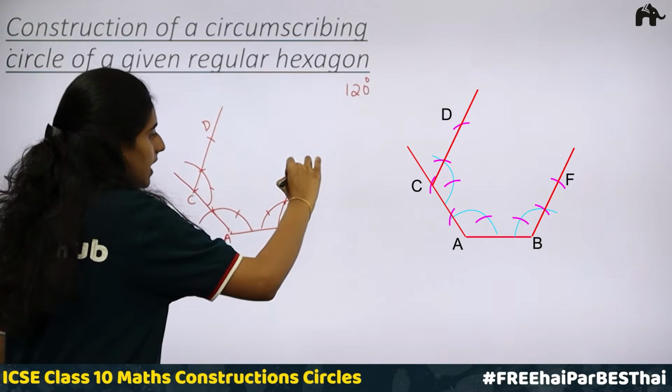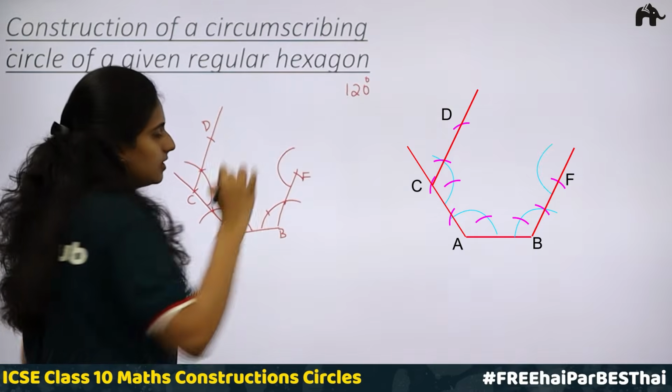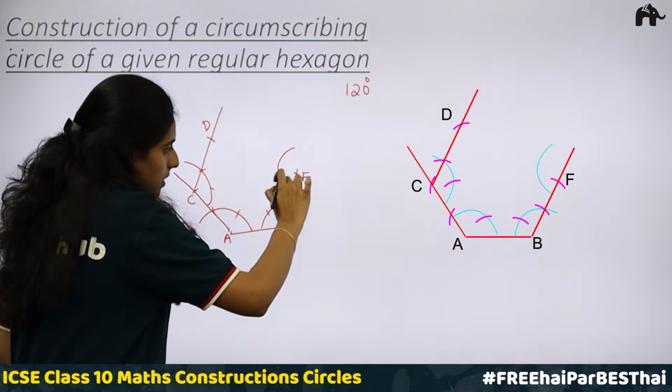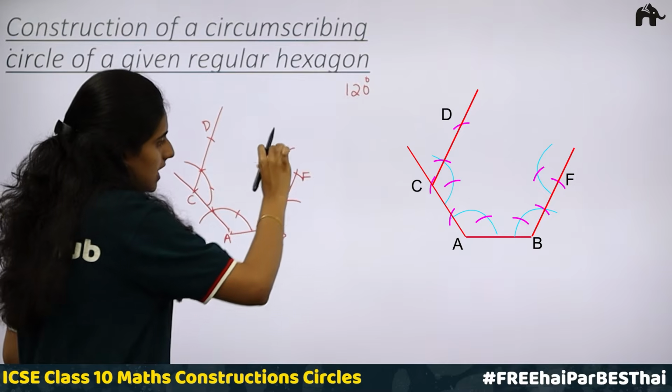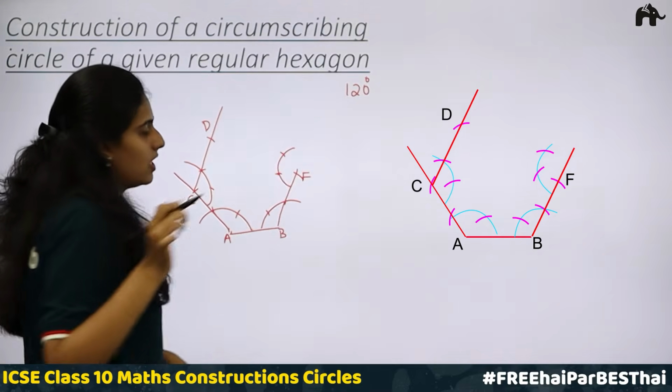Now with F as center, draw an arc. With the same measure, keeping center here, 60 degrees, keeping center here, 120 degrees.